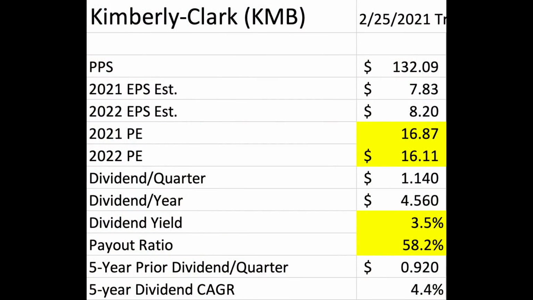I just bought more Kimberly-Clark on February 25th, and I bought it at a PE ratio of 16.87 on the current year, 16.11 on next year, starting a dividend yield of 3.5%. I like the payout ratio that's only 58%. I would have guessed it would be higher for Kimberly. The dividend's growing a little bit slower than Church and Dwight. Kimberly's 5-year dividend compound annual growth rate is only 4.4%, but not bad. Church and Dwight's is up at 7.3%.